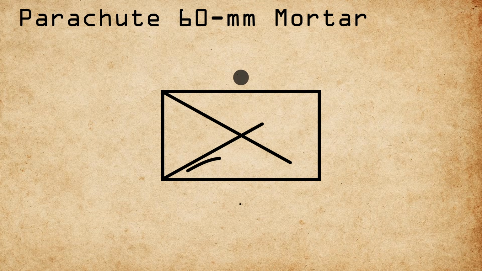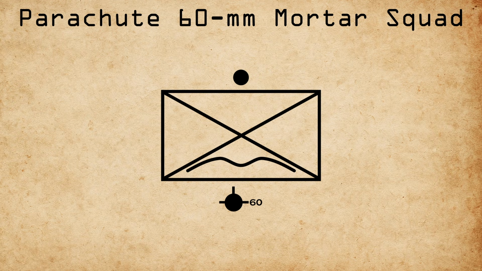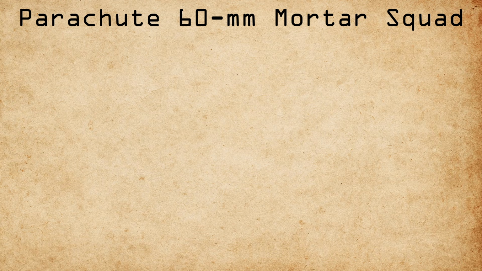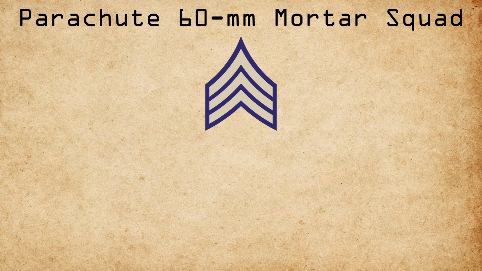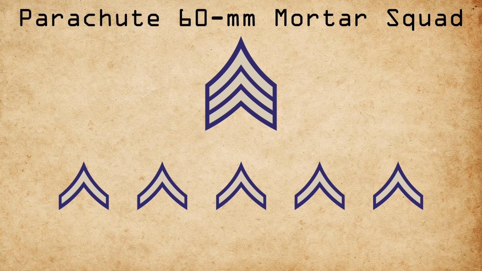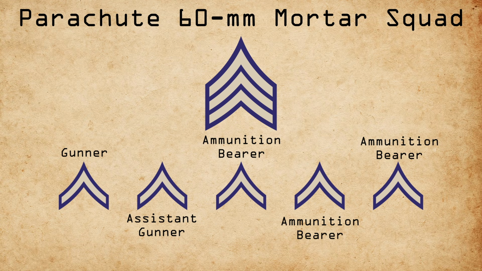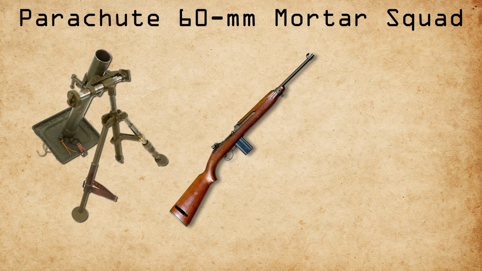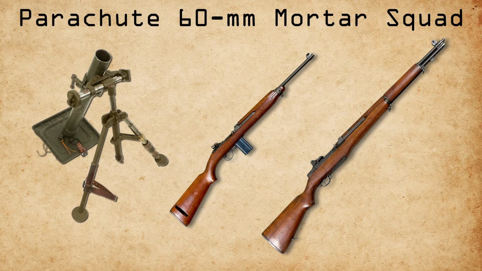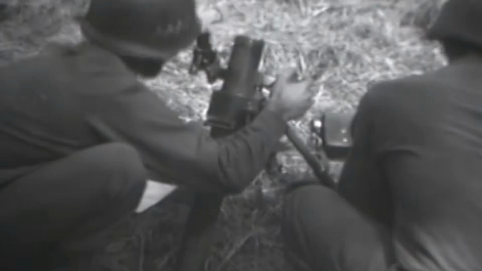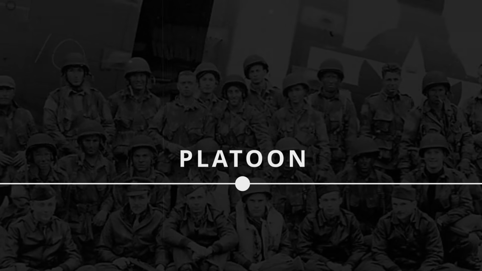The Parachute 60mm Mortar Squad was much smaller, with just a sergeant acting as squad leader and 5 privates first class acting as gunner, assistant gunner, and ammunition bearers. This squad utilized the 60mm mortar, 1 submachine gun, and 3 rifles to execute the same missions as the Parachute Rifle Squad with the same level of independence. These squads were further combined into a parachute rifle platoon.